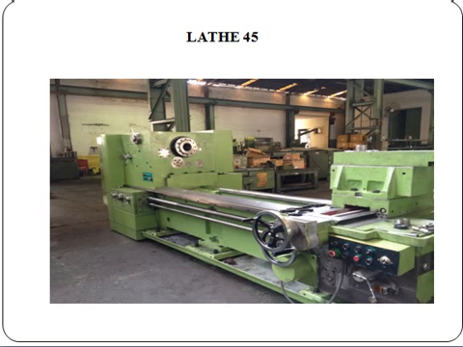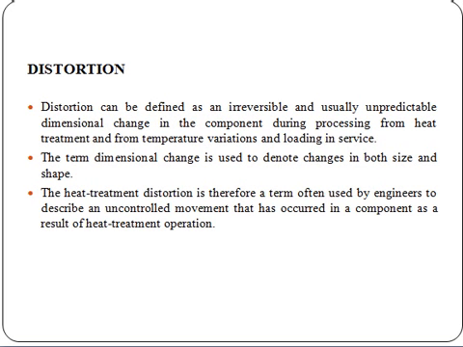Next is the problem addressed in this project: distortion. Distortion can be defined as an irreversible and usually unpredictable dimensional change in a component during processing, from heat treatment, from temperature variation and from loading in service. The term dimensional change is used to denote changes in both size and shape.